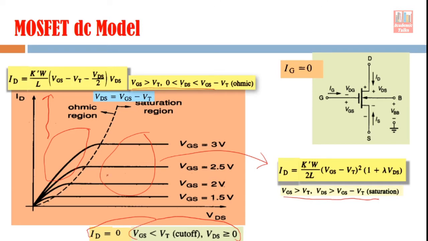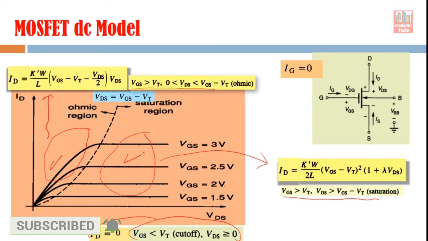Now if you talk about small signal model, since the DC model equation is different in different regions of the characteristic curve, the small signal model will also be different in the different characteristic regions. For ohmic region, we will have a different small signal model. For saturation region, we will have a different small signal model. But you know that this device, the MOSFET, is most of the time used in the saturation region. For example, as an amplifier, if we use this device, we bias the device in the saturation region.